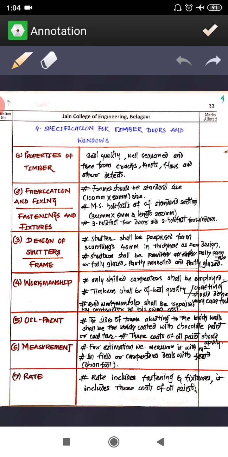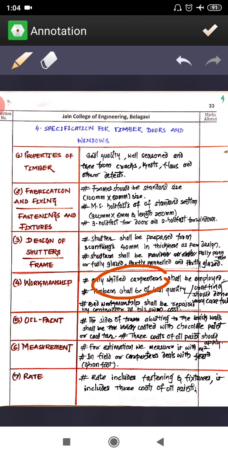Then workmanship. If you are talking about the workmanship, it is not a work of unskilled labor, so skilled carpenters are required there. Then the next thing is that the timber shall be of the best quality, as I said. And crafting should be done very carefully. Any bad workmanship identified has to be repaired by the contractor at his own cost.